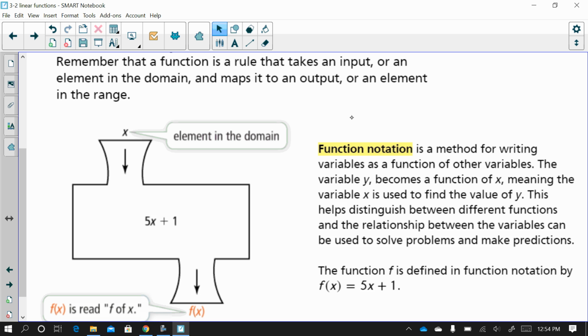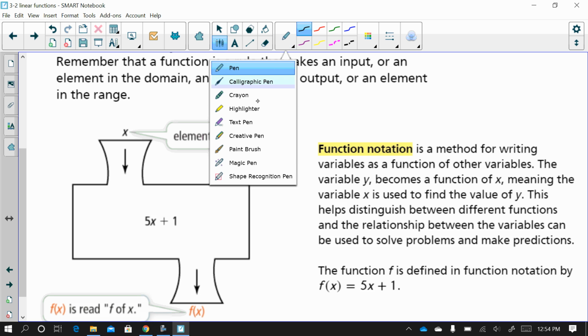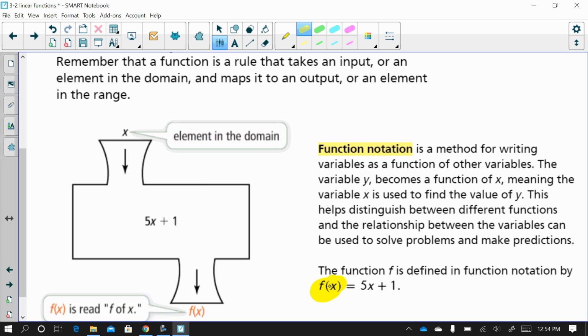This helps distinguish between different functions, and the relationship between the variables can be used to solve problems and make predictions. Sometimes we have to have like 3 equations to describe a situation. It's really confusing if we call them all y equals, and y equals. So we use function notation. Function notation is just simply replacing y equals with f of x equals.